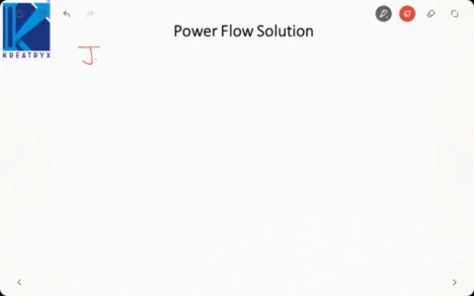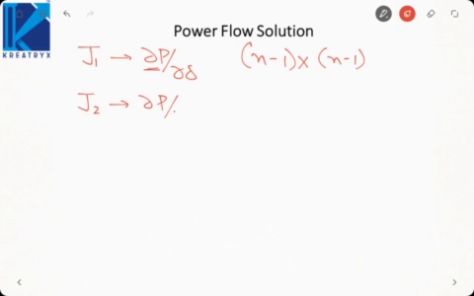Now Jacobian J1 is actually del P by del delta. Now P is known for all the buses, okay, because PV and PQ would know the P. So it is known for n minus 1 bus. Delta delta is to be updated for n minus 1 bus. So order is n minus 1 cross n minus 1. J2 is del P by del mod V. Now P is known for n minus 1 buses and mod V we need to calculate for n minus m minus 1 buses.